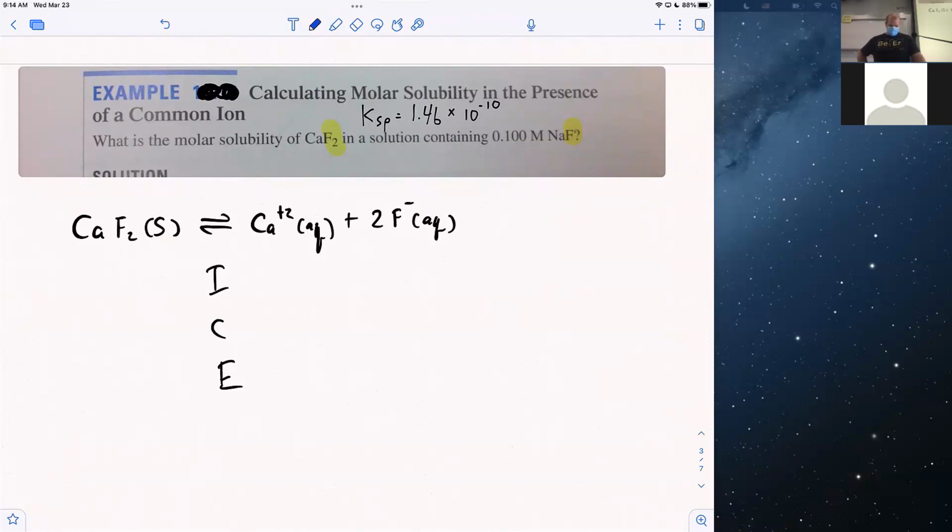So we have, what is the molar solubility of calcium fluoride in a solution containing 0.1 molar sodium fluoride? So common ion. So what do we have in common?